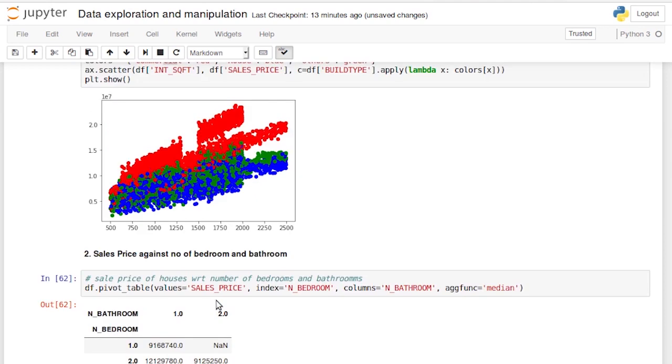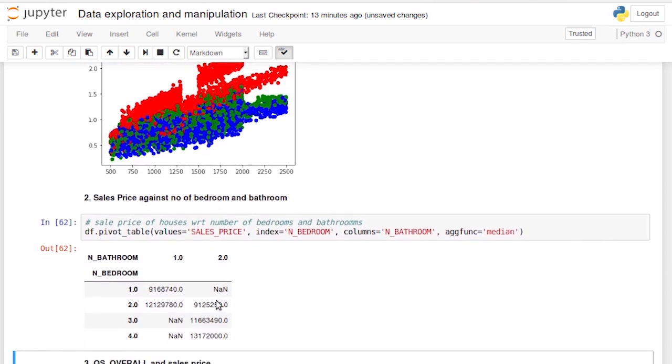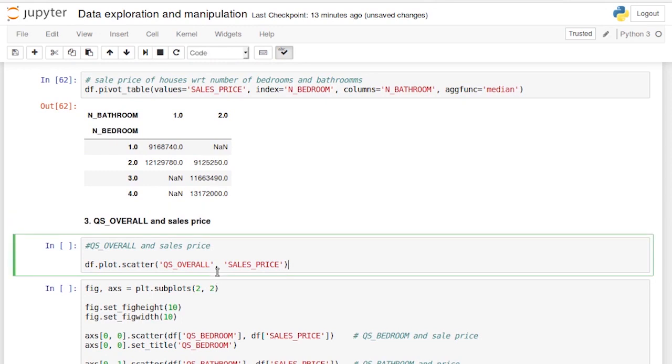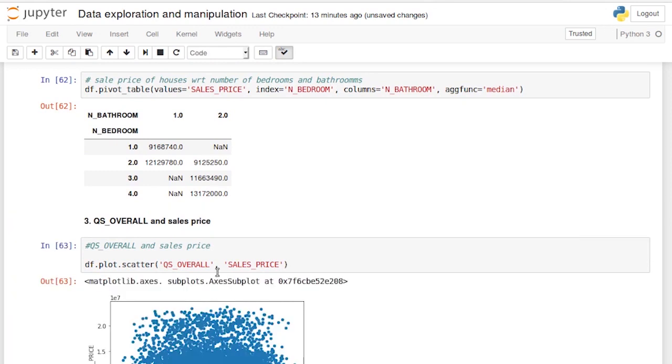So I can say that the hypothesis that we listed, that the number of rooms and bedrooms should affect the price, is true. Now there was another variable which was very interesting, which talked about the quality score of the house. So we had a variable which gave us the overall quality score, and I want to find out if that variable affects the sales price.